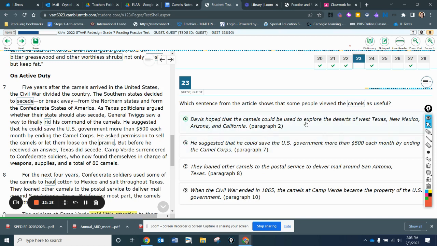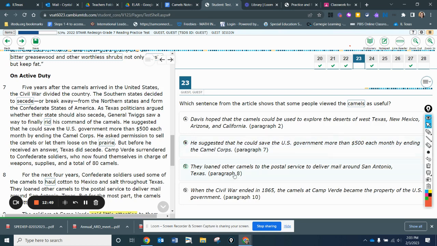Davis hoped that the camels could be used to explore the deserts of West Texas, New Mexico, Arizona, and California. So does this prove that people saw the camels as useful? I don't think it does because he just hoped that they would be used, but they weren't actually used. So I'm thinking A is probably not it. Going to B, he suggested that he could save the U.S. government more than $500 each month by ending the camel corps. Well, that has nothing to do with the camels being useful. So that one's a silly ha ha answer.